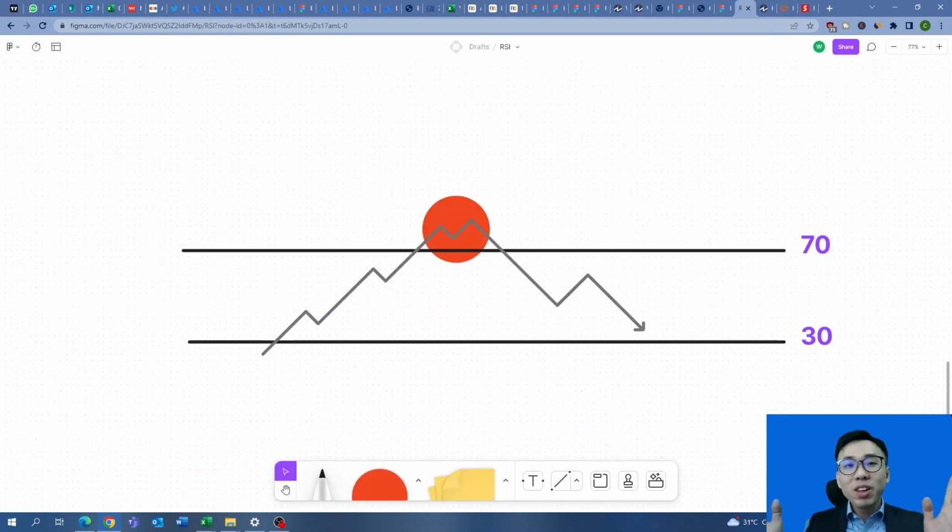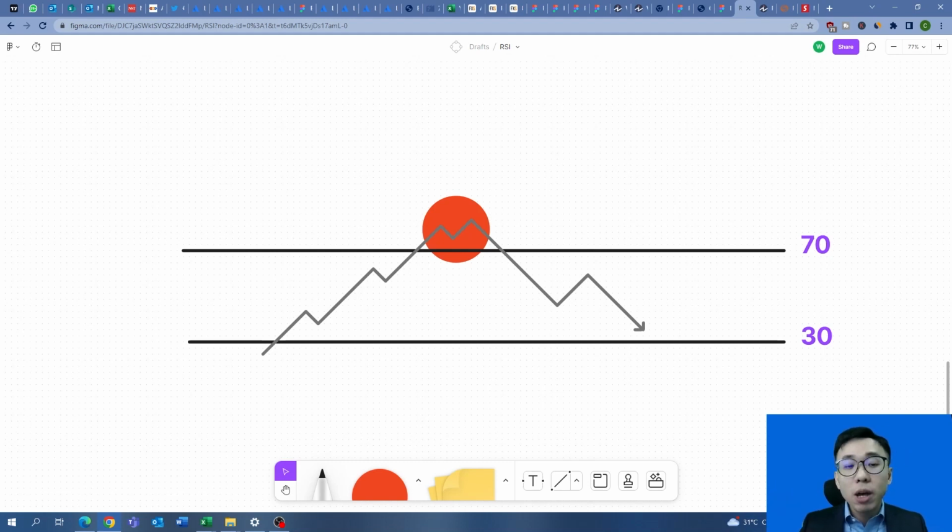Now, to put everything into perspective, so you can see it much more clearly from an illustration rather than looking at a graph, because sometimes when you apply RSI to a graph, it might look a bit complicated. So we're going to look at the theoretical part of it with our own illustration. Basically, RSI consists of two levels: the oversold level at 30 and the overbought level at 70.